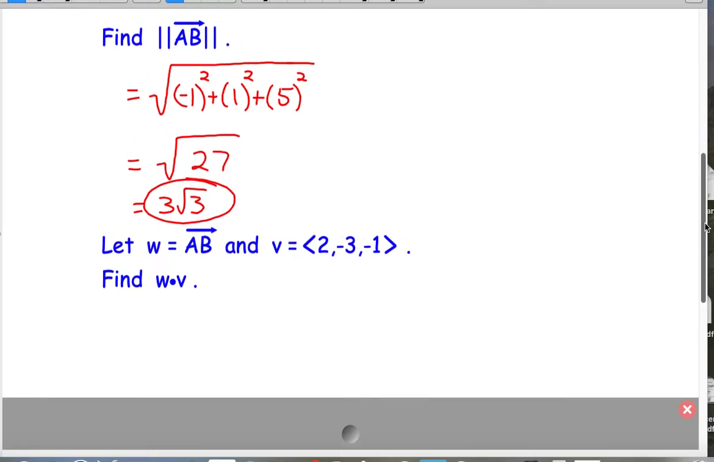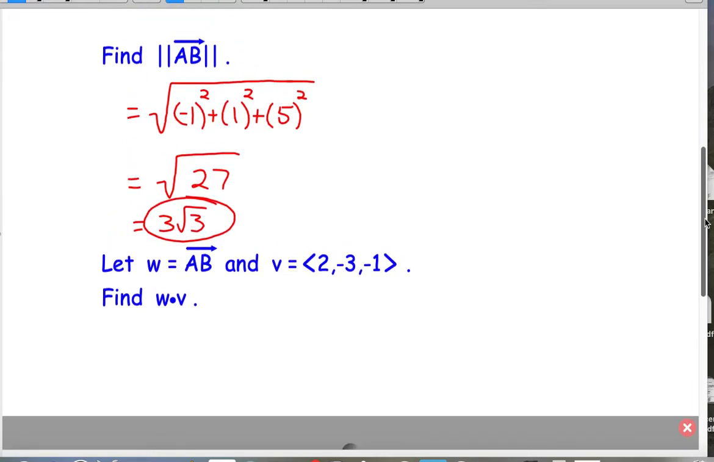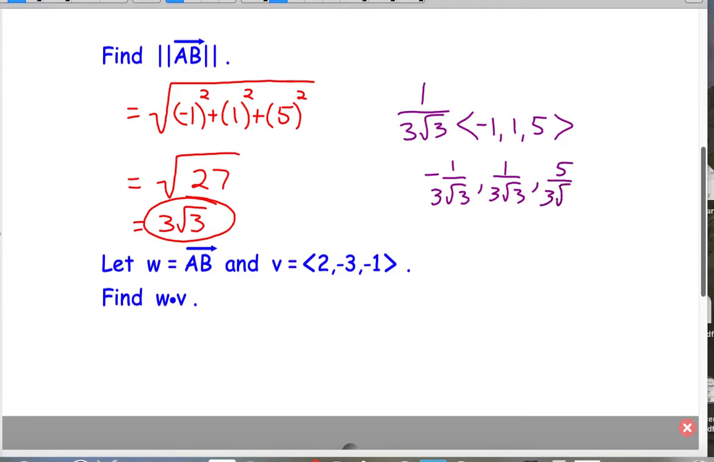By the way, if I wanted a unit vector in the same direction as AB, because we've done that before, then I would just take the magnitude and multiply it by my vector, negative 1, 1, 5. I'm sorry, divide it. So I'm going to take the vector and divide it by its length. And so I'm going to get negative 1 over 3 root 3, 1 over 3 root 3, comma 5 over 3 root 3. And that'll give me a vector that's in the same direction as AB, but will have a length of 1. And then obviously you would rationalize each of those components.